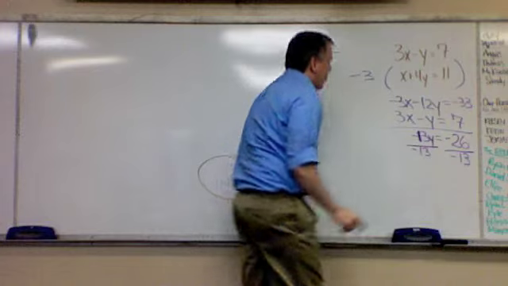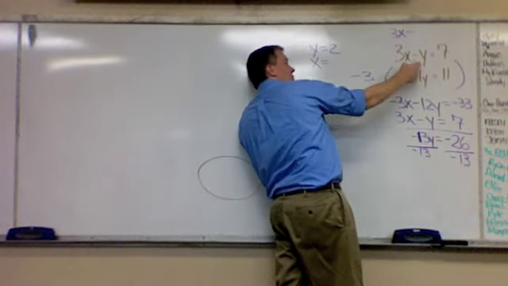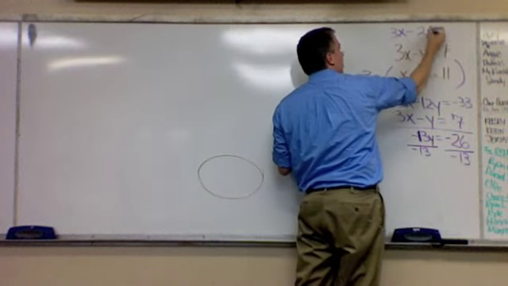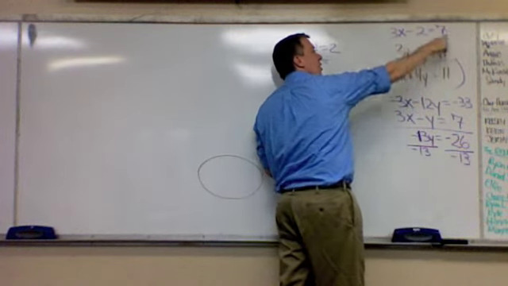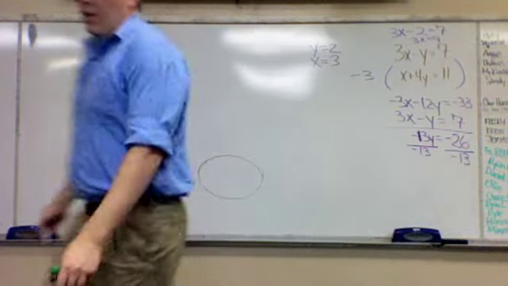I can plug it in here. 3x minus what's y? 2. So 3x minus 2 is equal to 7. I'm going to add the 2. So 3x is equal to 9. X is 3.